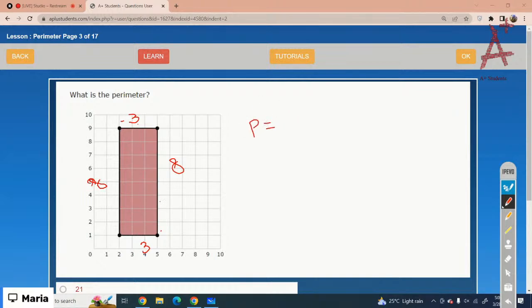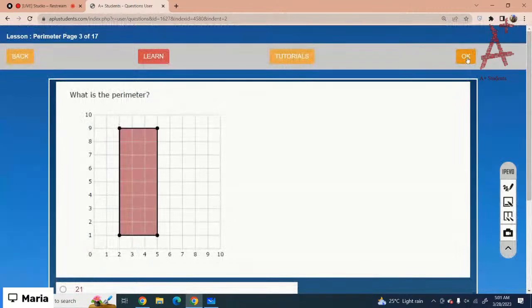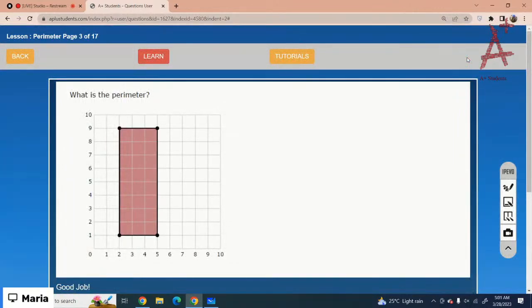It would be 8 plus 8 plus 3 plus 3. So it would be 16 and 6, that would be 22. That means the perimeter for this rectangle is 22. So the correct option is 22. Let's select the correct option, then click on the OK button.